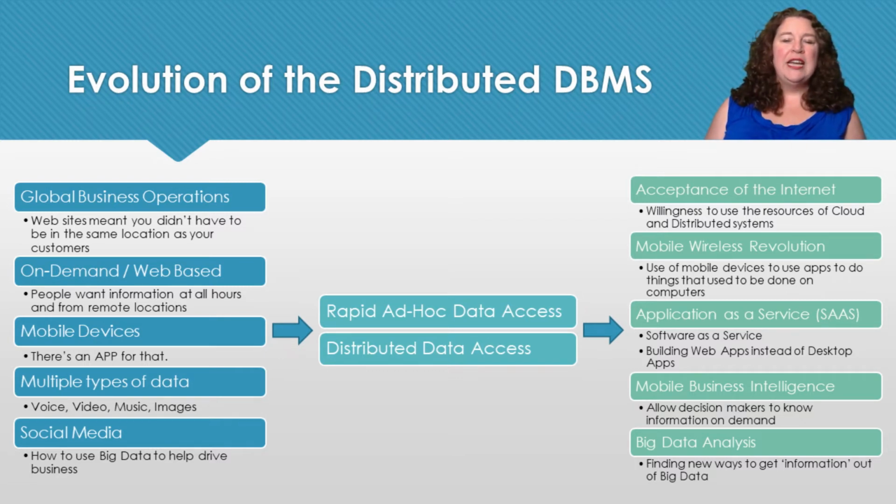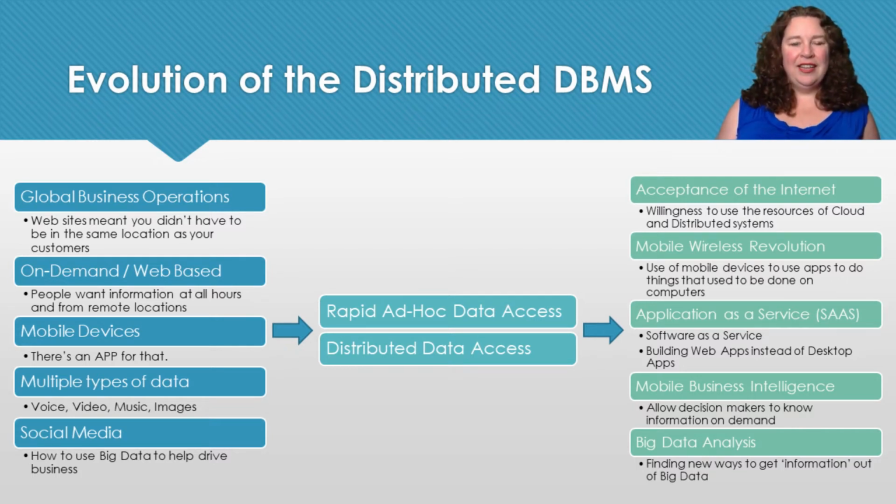Two things that were really important that we found out of these 5 things going on in the world: we needed to have rapid ad hoc data access. Now, ad hoc, if you haven't ever heard it before, simply means they don't know ahead of time what data we're going to need. We want to be able to do things on the fly. We want to just ad hoc things as we go along.